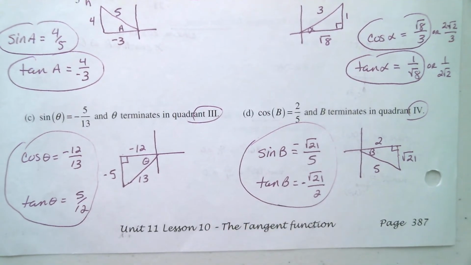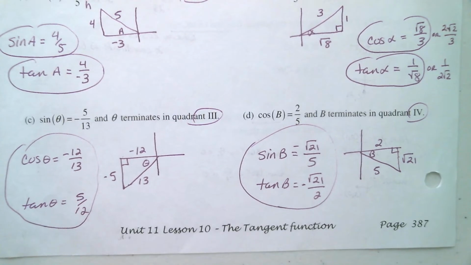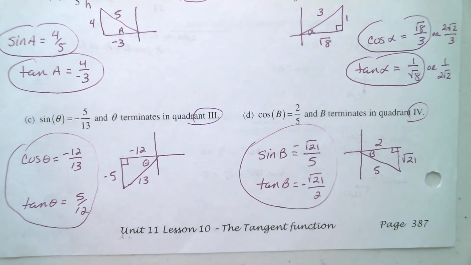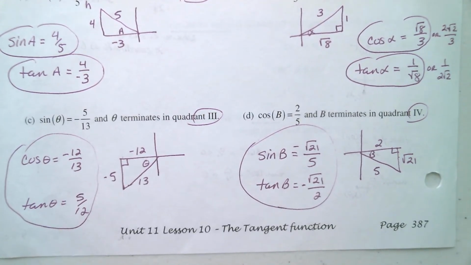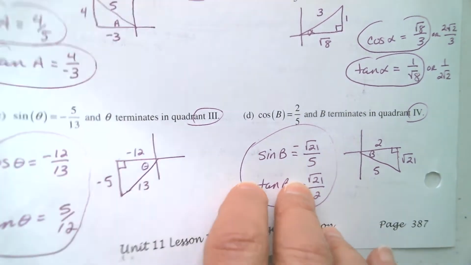C, the cosine of theta is -12/13, and the tangent of theta is 5/12. And D, sine of B is -√21/5, and the tangent of B is -√21/2. Now for an explanation.